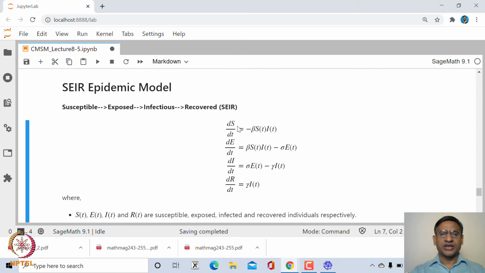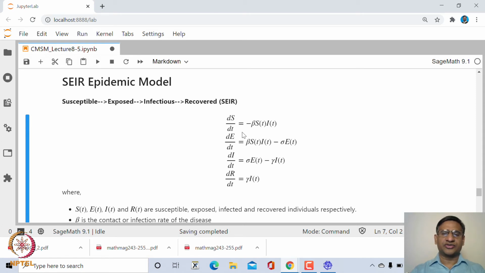So how is this model defined? SEIR stands for S susceptible, E exposed, I infectious, and R recovered. So here the death is not taken into consideration, right. So this is a system of 4 first order non-linear equations.